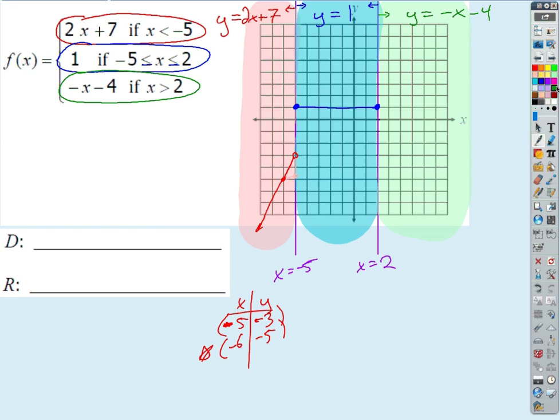What about the green one? So the green one, we need a t-table. That one's a little trickier. So what value should we choose? 2. So if I plug 2 in for x, what am I getting? Negative 2 minus 4 is negative 6. Good, so we go over 2 and down 6. 1, 2, 3, 4, 5, 6. Open or closed? Open.